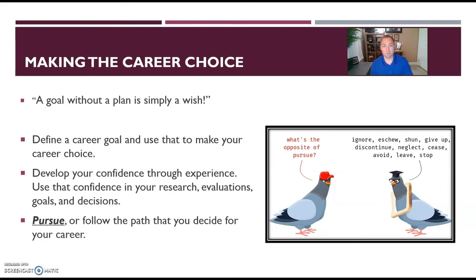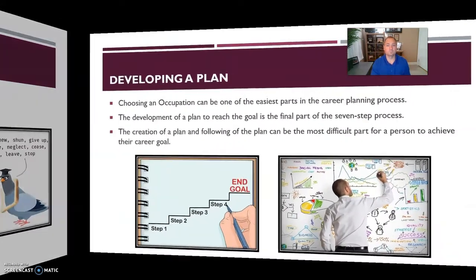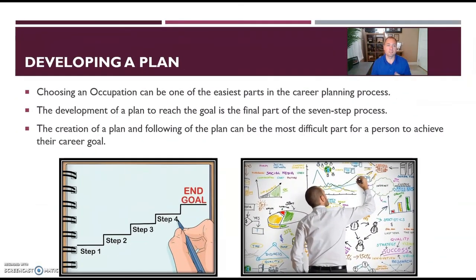Now, developing a plan. Choosing an occupation actually is one of the easiest parts of the career planning process. We all get asked when we're very young, what do we want to be when we grow up? And everybody answers, I want to be a nurse, I want to be a firefighter, I want to go to the military, I want to be a doctor, I want to be a teacher, I want to be a construction worker. It's easy to create that decision. It's harder to develop the plan.